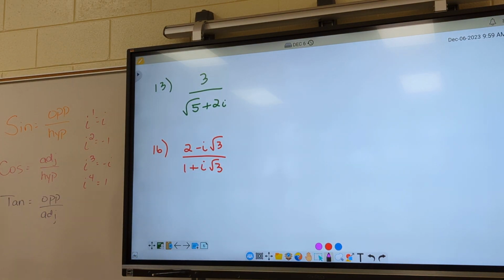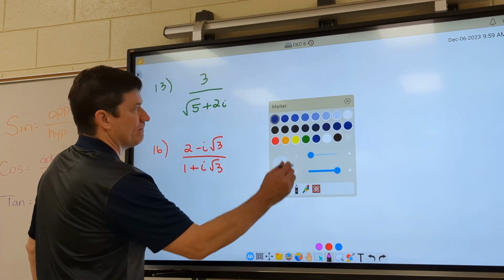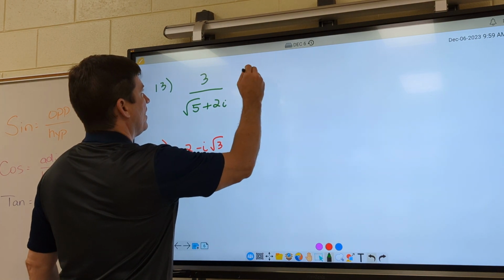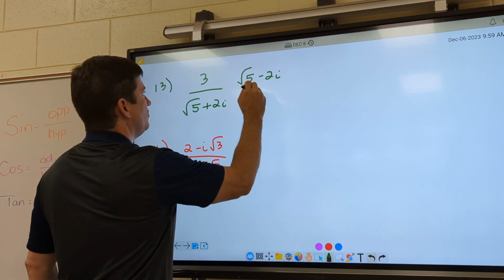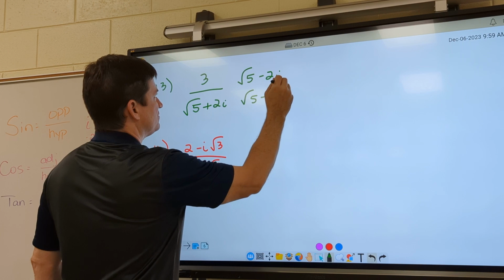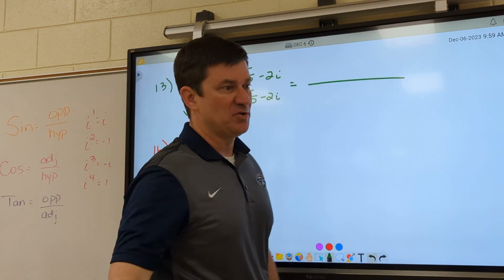All right, 13 shouldn't be that big of a deal. Katie, on 13, what am I going to times both sides by? Root 5 negative 2i. Good job. Root 5 minus 2i. All right, y'all should be good on that one. Go.